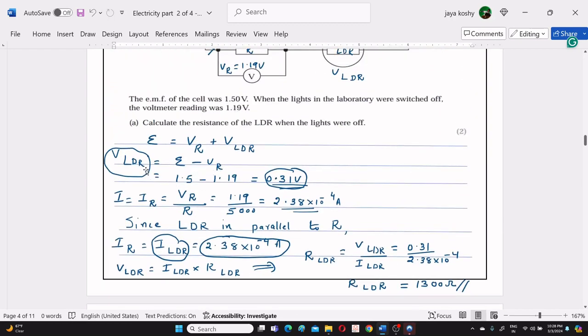So we calculated the voltage of the LDR. Then we calculated the current flowing through the resistor, which is the same current. So both are in series, not parallel. Both of them are connected in series, so the same current is flowing.